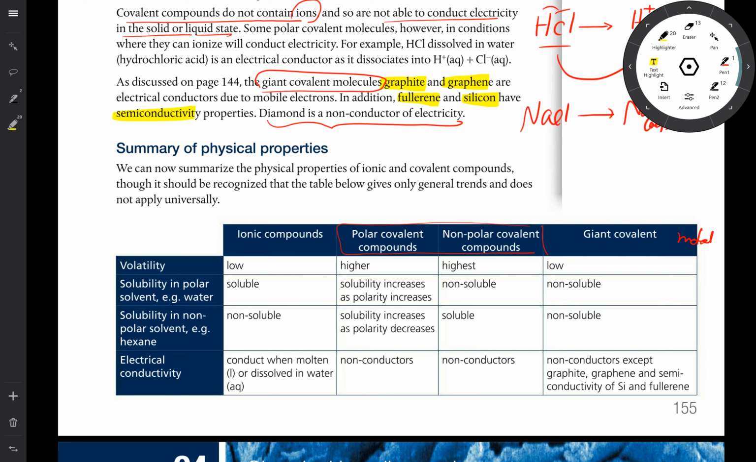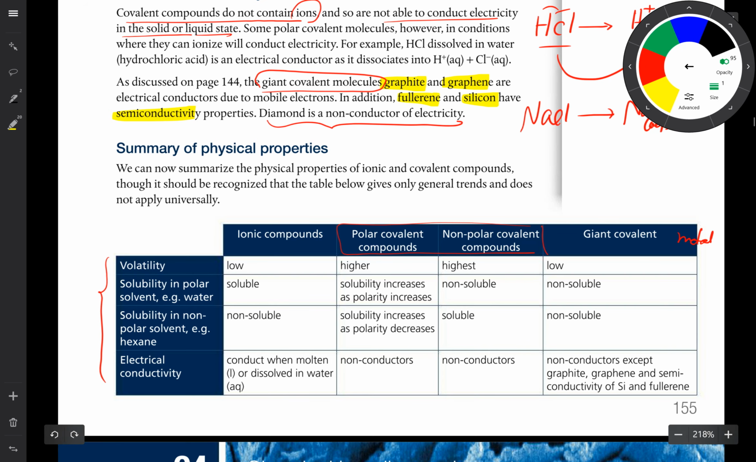To understand the physical properties, it's very good to know what the base unit is for each one of them and what the attractions between their base units are. For the ionic compound, the base units are ions, cation and anion, and the attraction is the ionic bond. So you have the ionic bond here.